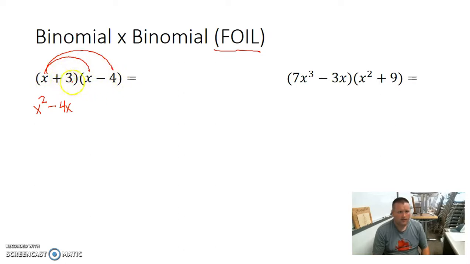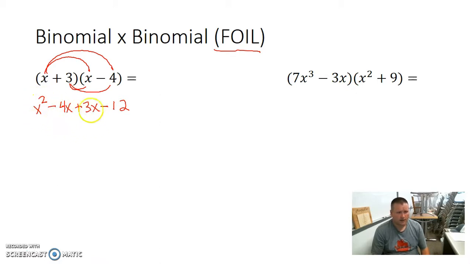Then I have to take my other term that I haven't multiplied and multiply that to the other as well. Right, so I'm going to go 3 times x, which gives me positive 3x, and then 3 times negative 4, which gives me negative 12. The only trick with these ones is we're not done because we need to combine like terms. We have to combine anything that's like, because now we have a bunch of addition and subtraction, which we did in the previous two units or concepts.